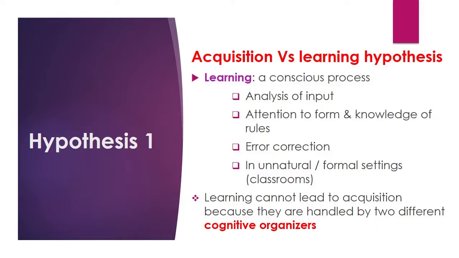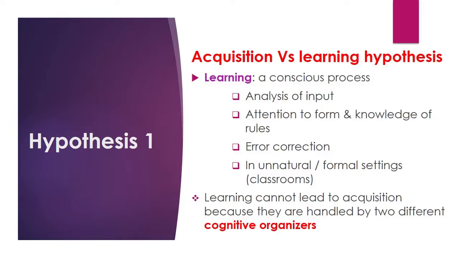Learning, on the other hand, is a conscious process where learners are totally aware that they are learning a second language. Consequently, they are engaged in the analysis of the input in order to identify language rules and structures as they pay attention to the form of the language. Such processes usually necessitate the presence of a teacher who provides input, explains rules, and gives corrective feedback when necessary. Learning usually happens in formal and natural settings such as classrooms.